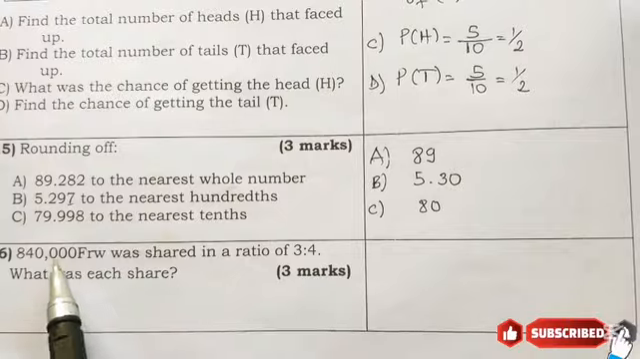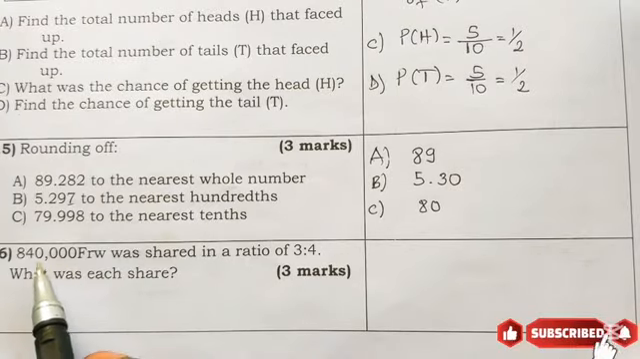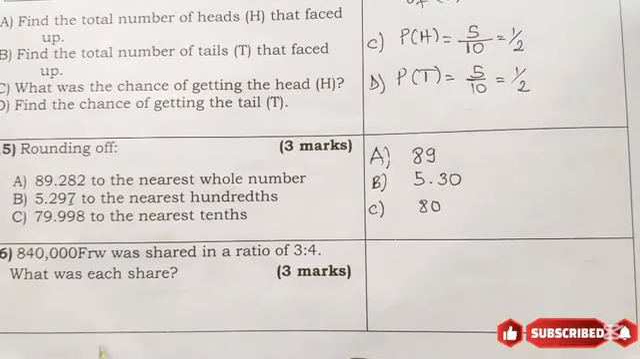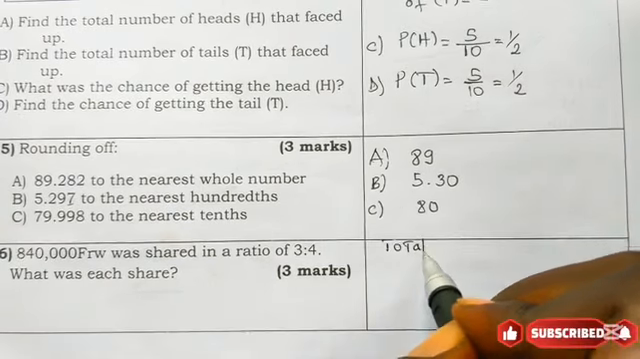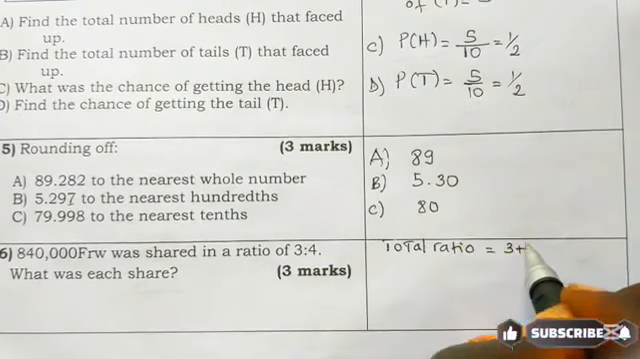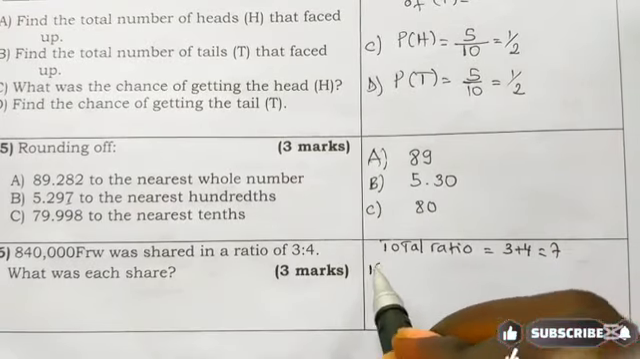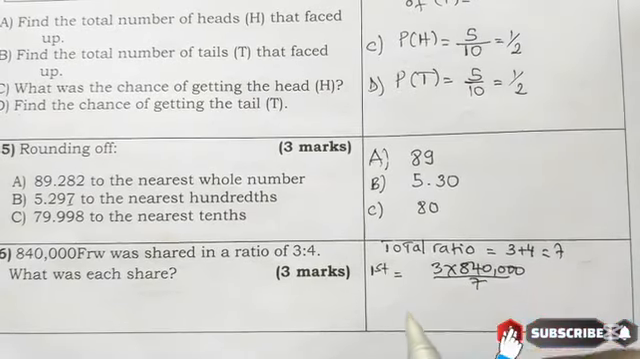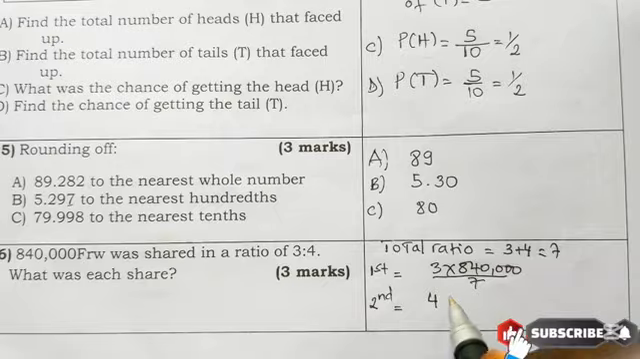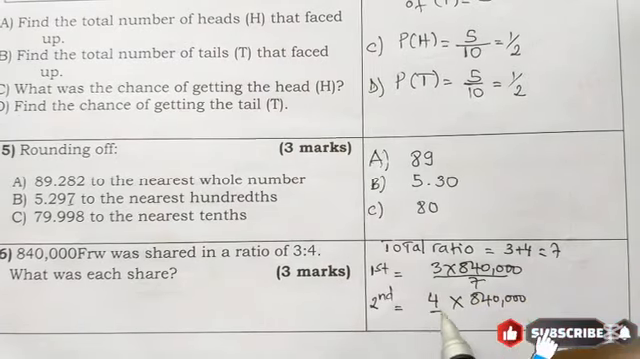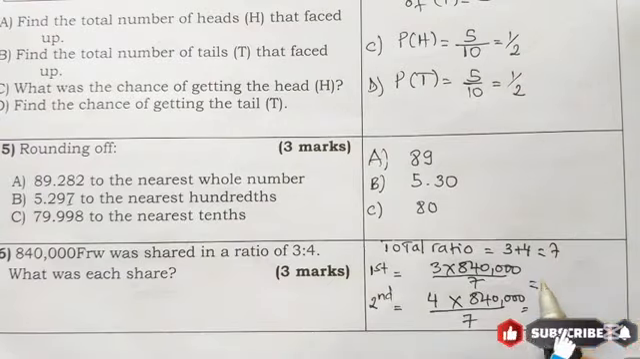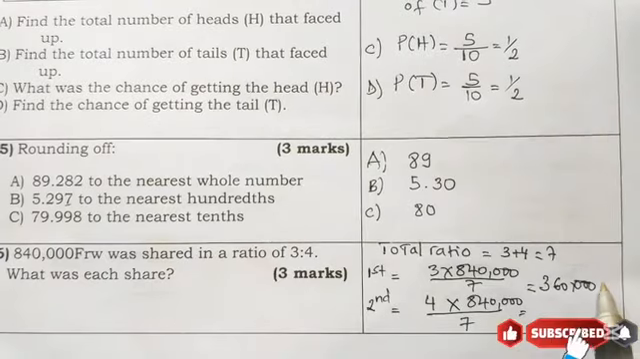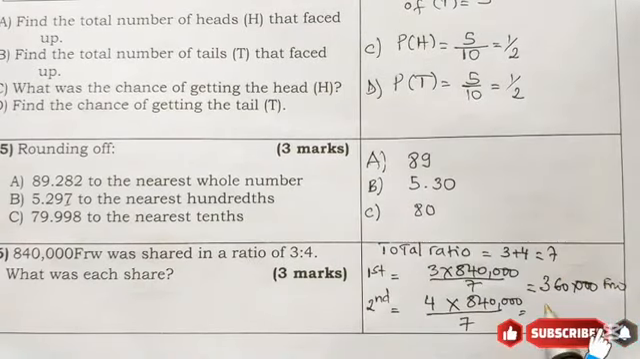Now we have 840 francs shared in a ratio of 3 to 4. What was each share? Of course, you have to find the total ratio. Total ratio equals 3 plus 4, which equals 7. The first share is 3 times 840 divided by 7, and the second is 4 times 840 over 7. The first one we get is 360 francs, while the second one is 480 francs.